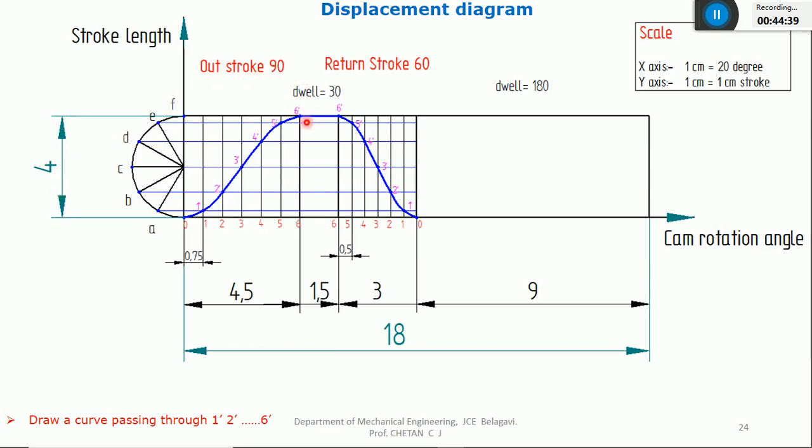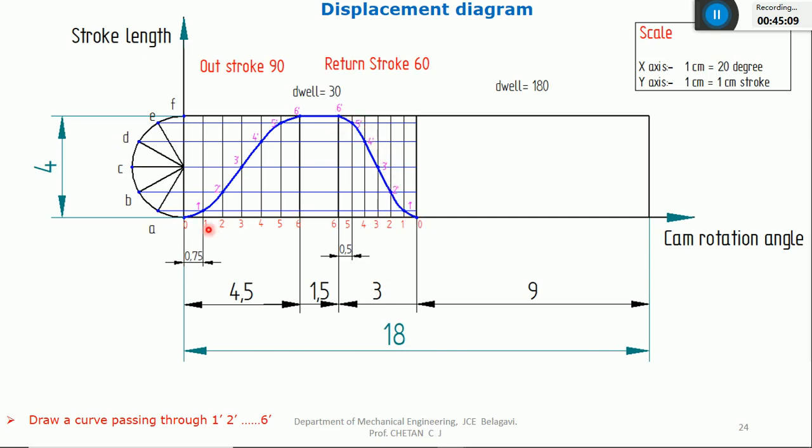After that there is no movement. For the next 30 degree of cam rotation, there is 0 displacement. It means the follower is under rest, so the curve is flat. When there is no movement, the curve is flat. Again, after moving upwards, it will come down. The follower will come down from 4 centimeter to 0 centimeter for the next 60 degree, that is nothing but the return stroke angle. It means the curve has to come down.